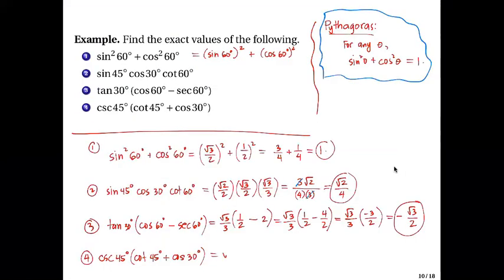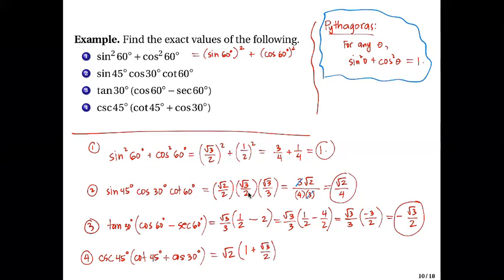So in here, we have square root of 2 times cotangent 45 degrees. Try to check. This is just 1. And cosine 30 degrees, we have the cosine 30 degrees here. It's square root of 3 over 2. So plus square root of 3 over 2. Okay?